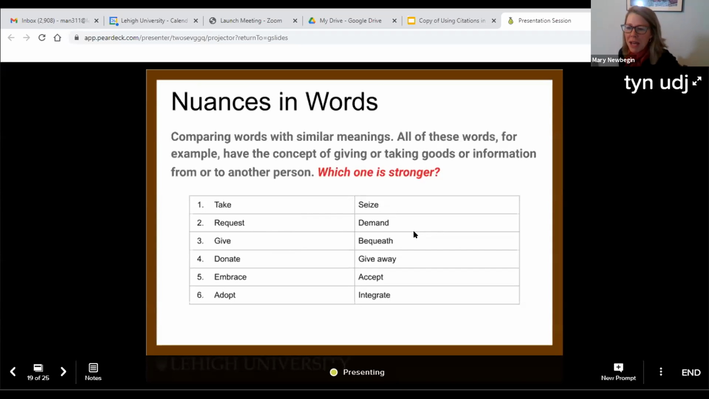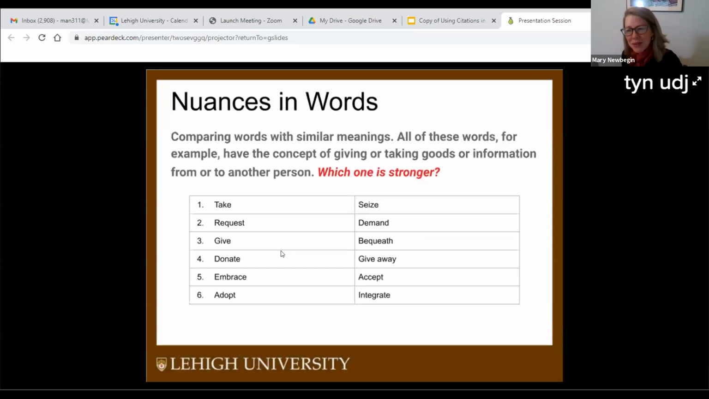So with request or demand? Of course, demand would be stronger. All right, give or bequeath? Bequeath is stronger. Bequeath is to leave it. Exactly. If English is not your first language necessarily, how do you know? So you have to know. And so bequeath, for anyone who doesn't know, means that you're going to give your possessions away, usually after you die, right?